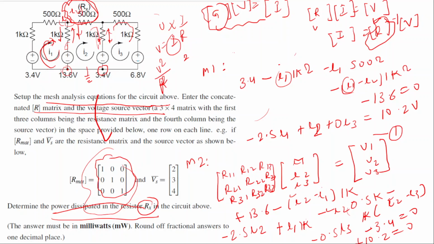So the elements of this matrix are not actual resistances. This is just the resistance matrix. It is called the resistance matrix because its unit is ohm. These R11 and R22 are not actual resistances.